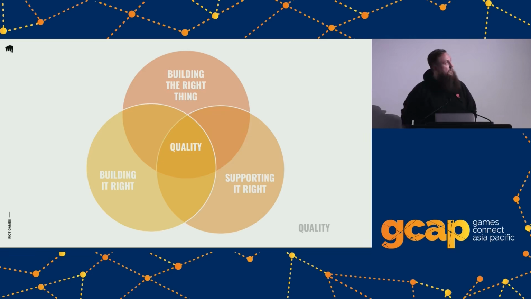I also like this diagram, which is if you're building the right thing, you're building it right, you're supporting it right, then eventually you're actually really doing quality. And my role as a quality engineer is really trying to bring those three circles together.